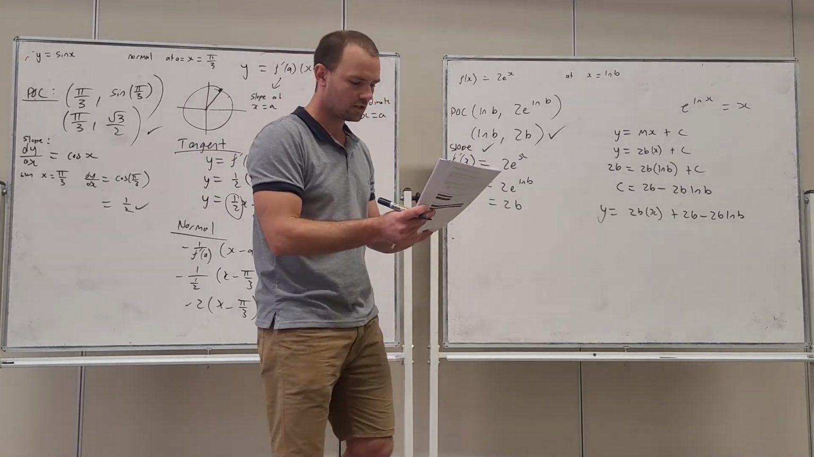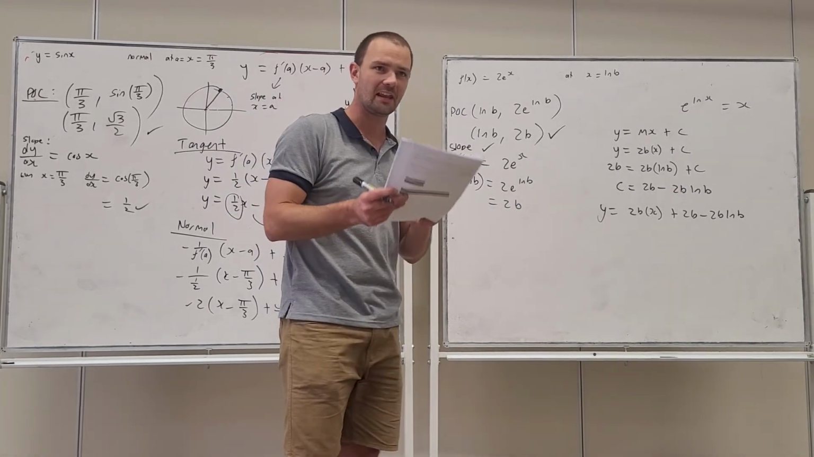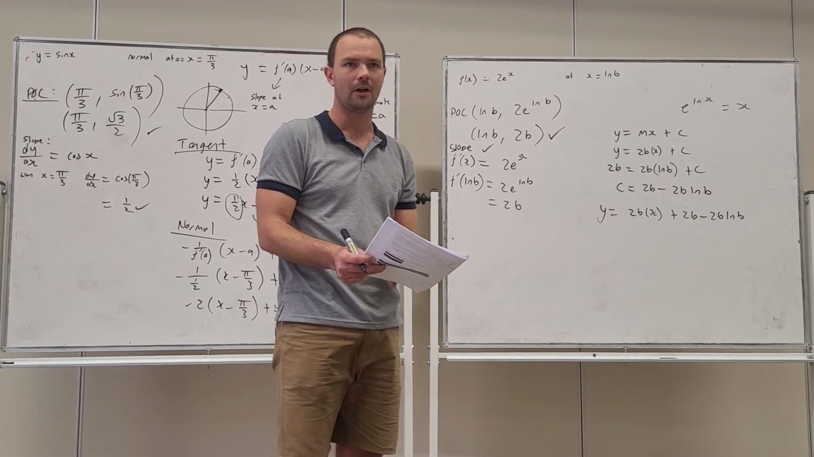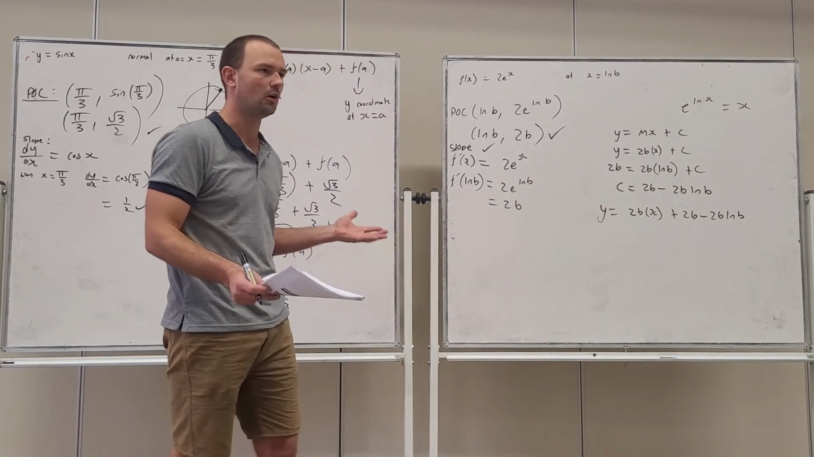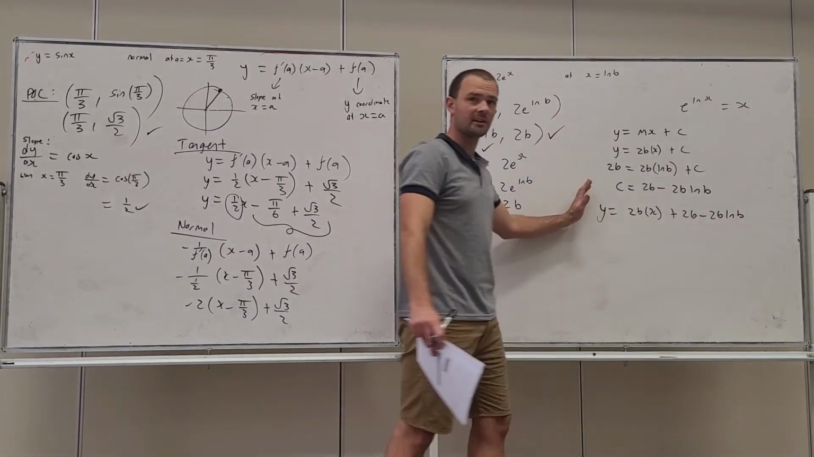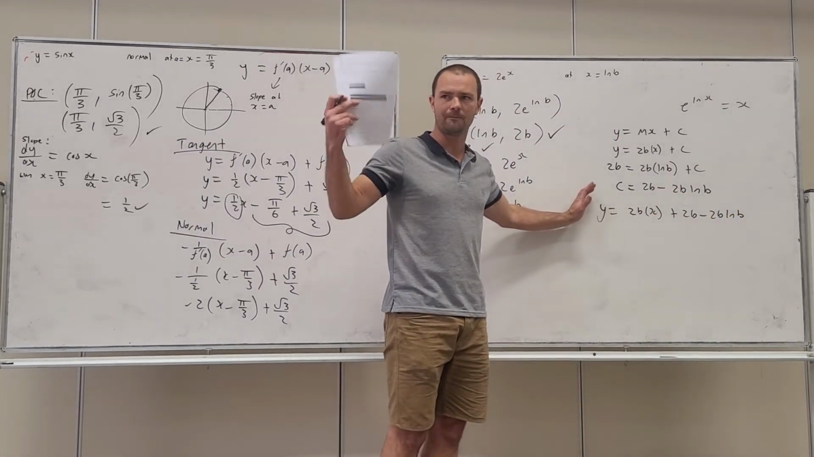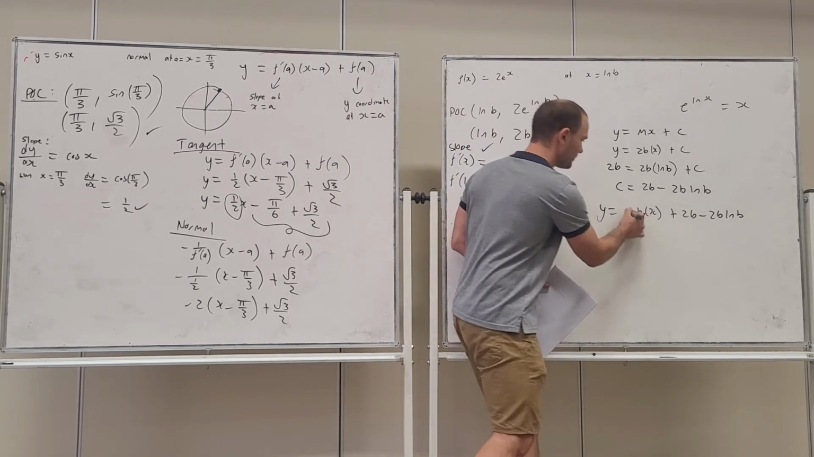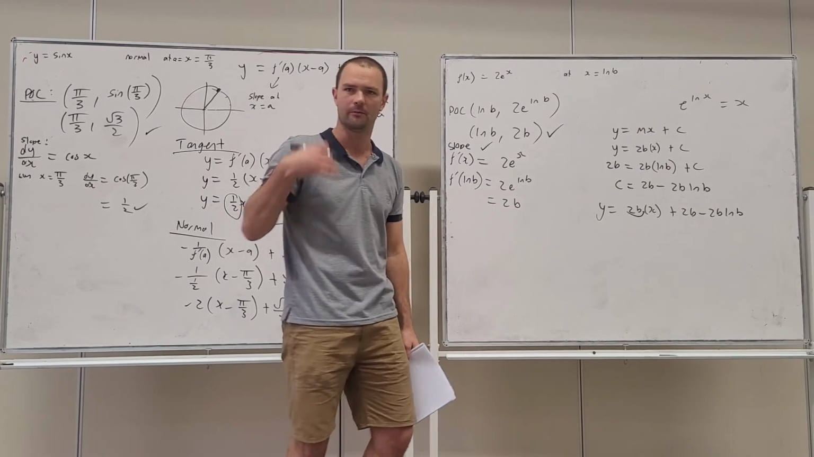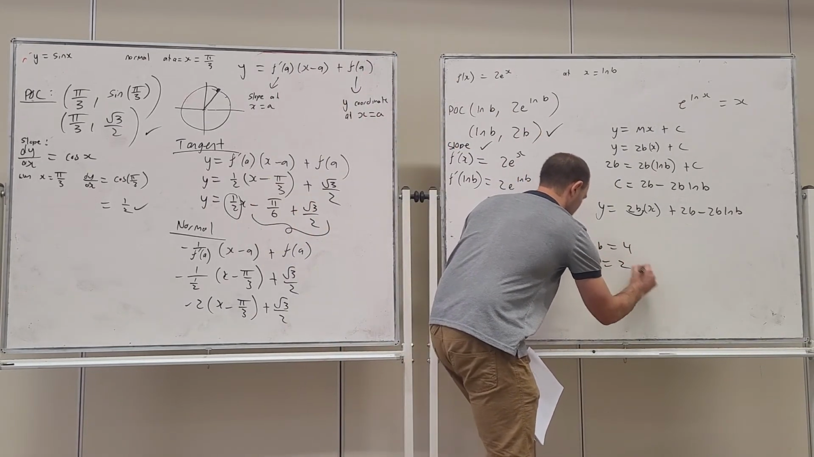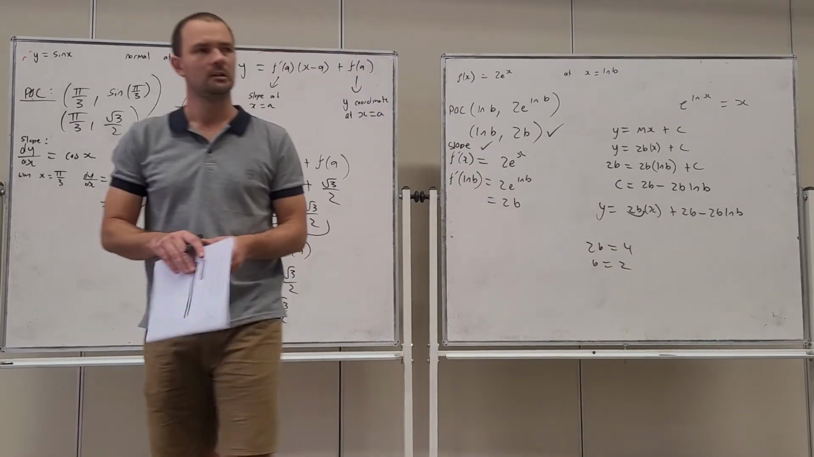The equation of the tangent at x equals ln b has a slope of 4. Find the value of b. Okay, so now we're told this tangent, remember it's the equation of a line, has a slope of 4. Find b. Well, our slope is 2b. That's our value of m. So we have 2b equals 4, b equals 2. Okay?